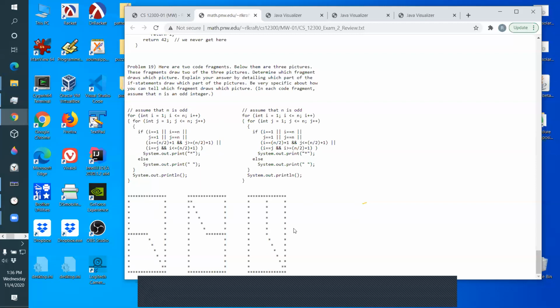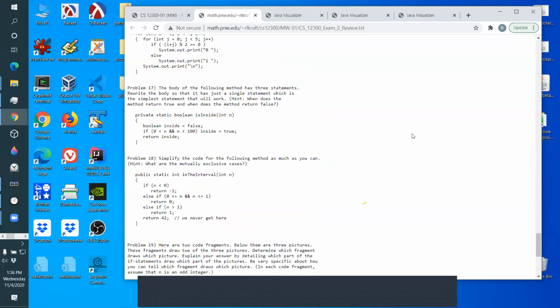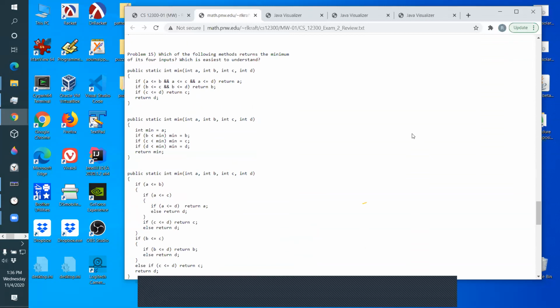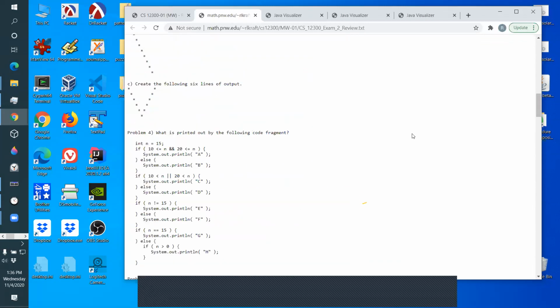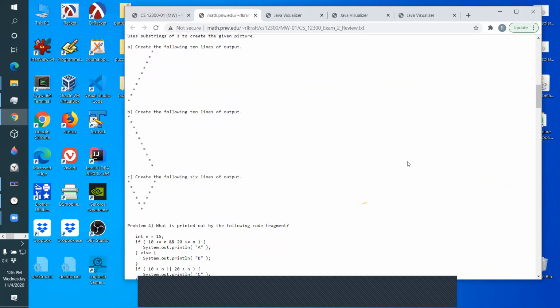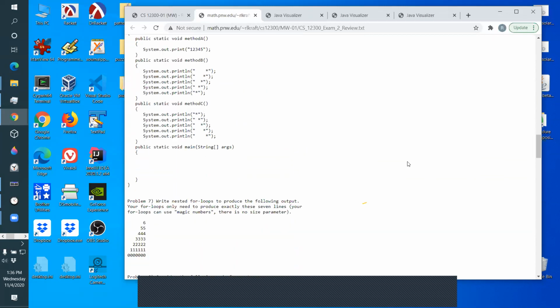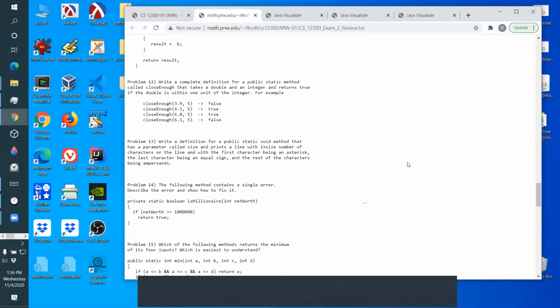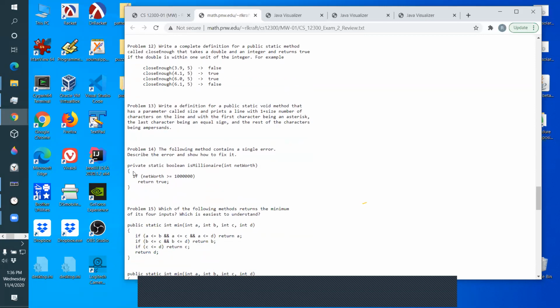What about another problem from the review? Any other one from the review? 14. 14? Oh, I saw somebody wrote 12 too. I didn't see the writing there. So let's try to do both of those, 14 and 12.